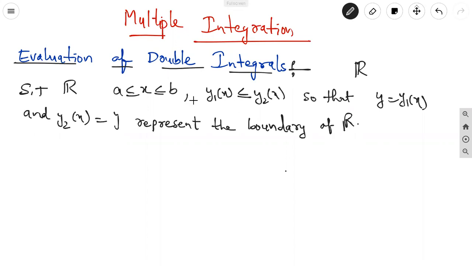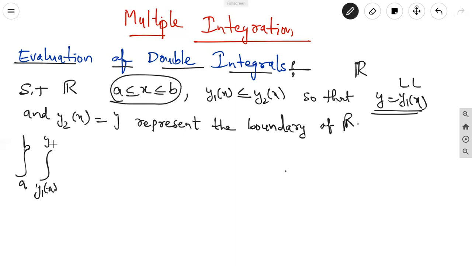One integral is defined in the real values, that is a is less than or equal to x is less than or equal to b. Another integral can be defined in the region y1 of x is less than or equal to y is less than or equal to y2 of x. That is nothing but the y variable can be defined between y1 of x and y2 of x. Those are the boundaries of the capital R, that is the lower limit and upper limit of the curve. Then the integral a to b, integral y1 of x to y2 of x, function f of x comma y dy dx is equal to integral a to b.